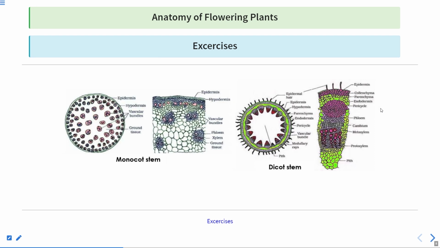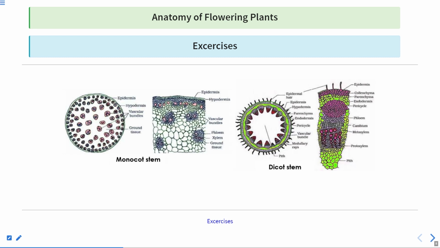So here you can see the monocot stem and the dicot stem. The vascular bundles are present radially. You can see they are present in the ring form, but in the case of monocot stem, they are scattered all over the stem region. Okay, the ground tissue is not differentiated into the collenchyma, parenchyma, endodermis and pericycle, right? Just below the epidermis there is the hypodermis layer, and you can see the vascular bundles are scattered all over.